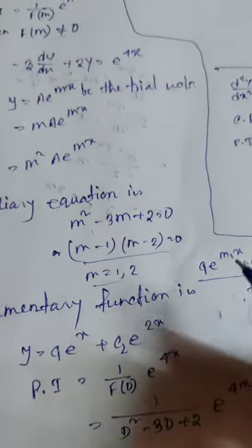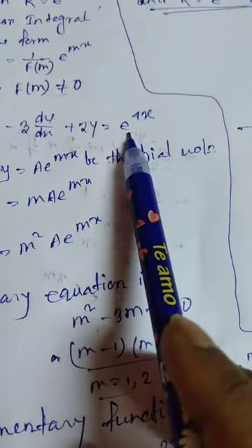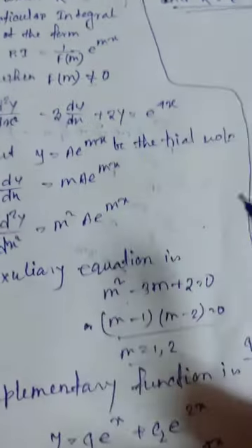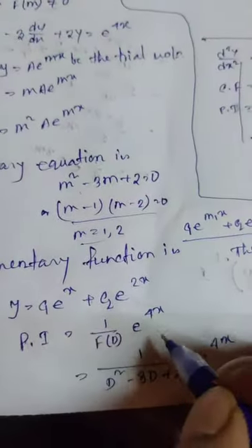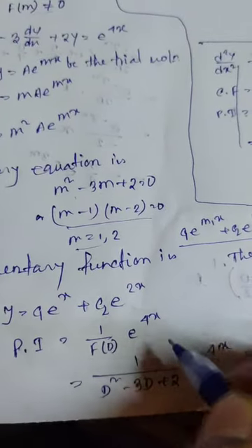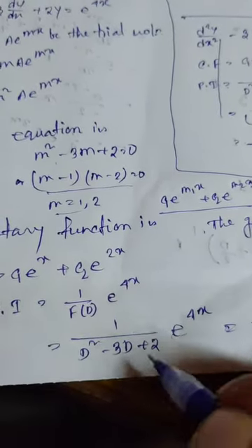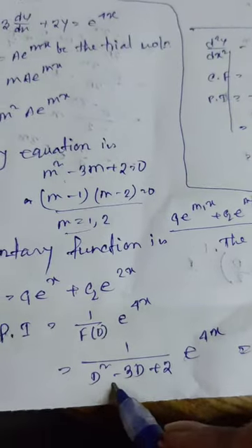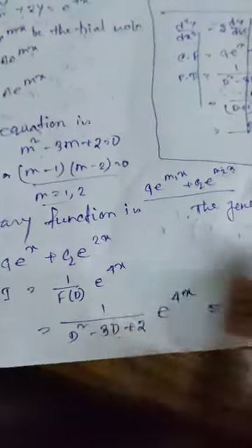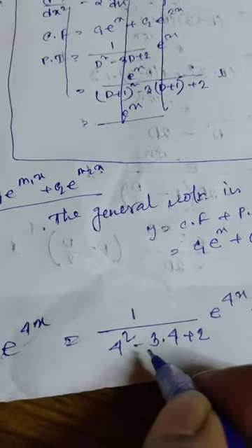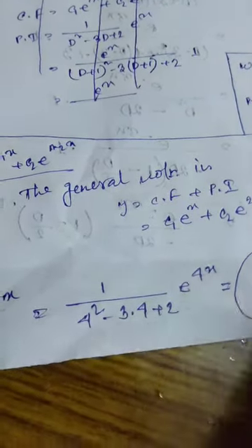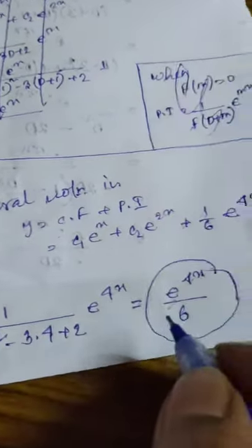On the right hand side, this is e to the power 4x, and so the particular integral is of the form 1 by f of m e to the power mx. If we compare with this, we get 1 by f of D e to the power 4x, where m is equal to 4 and f of D is D square minus 3D plus 2. Now we put D is equal to 4, and we get 1 by 4 square minus 3 into 4 plus 2 times e to the power 4x, and we get the solution.